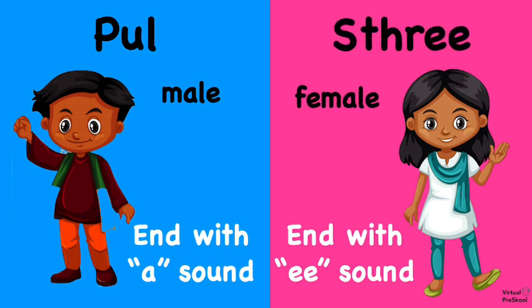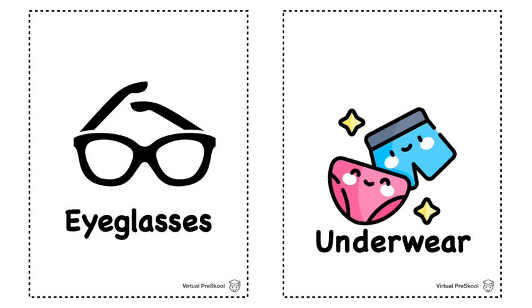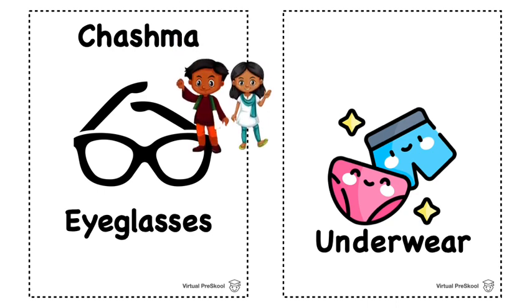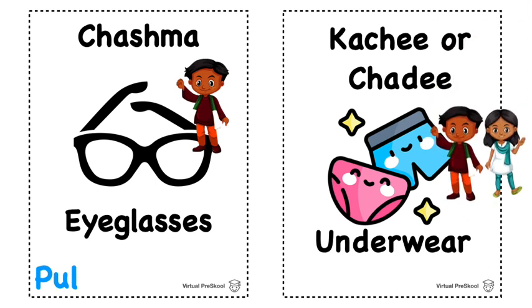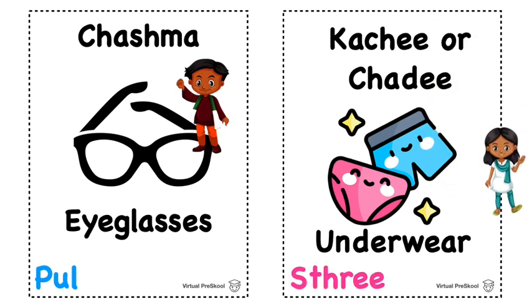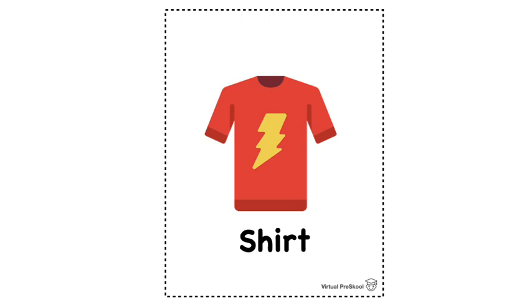All right. Now, let's look at some examples. Eyeglasses are called chashma in Hindi. The word chashma ends with an a sound. So are chashma pull or stri? They're pull. Underwear in Hindi are called kachi or chaddi. Both of those words end with an E sound. So are they pull or stri? Stri.